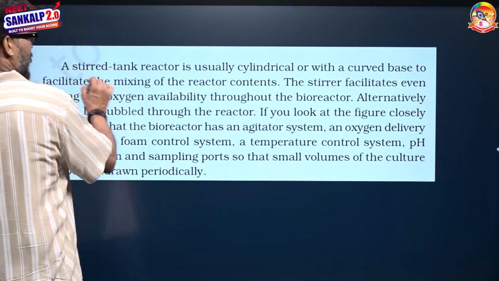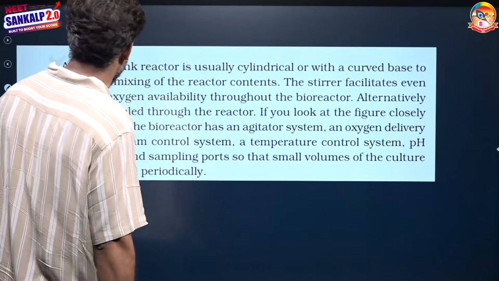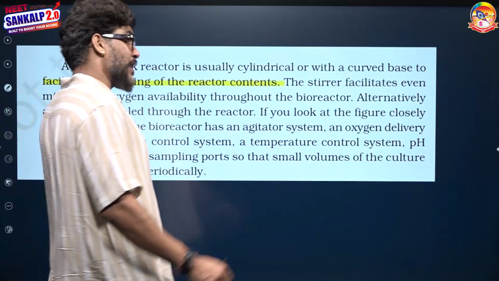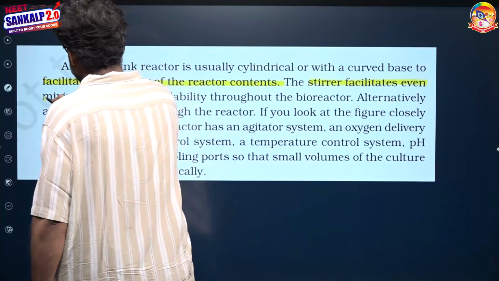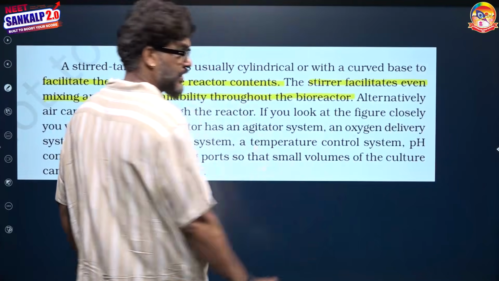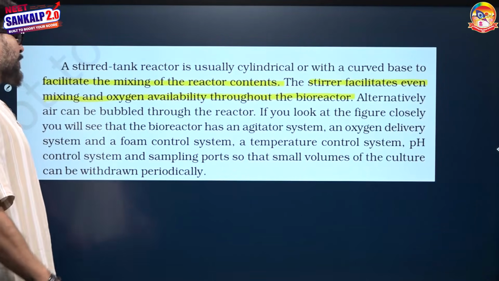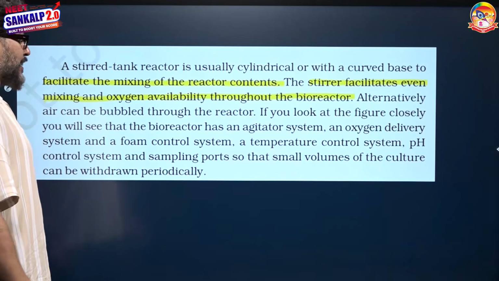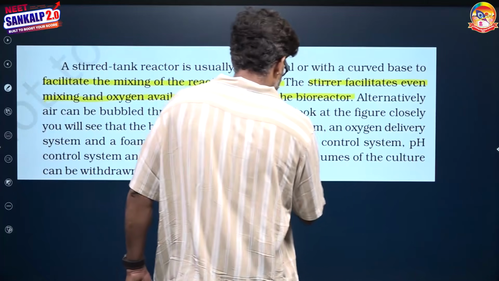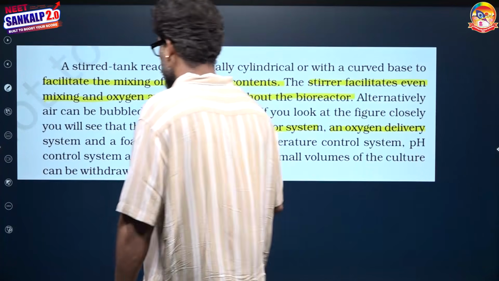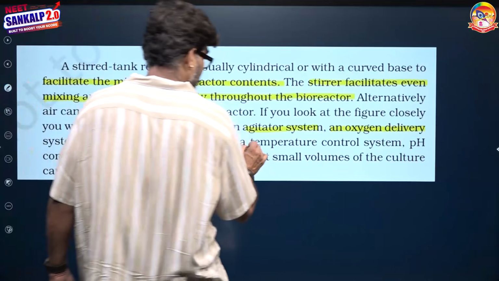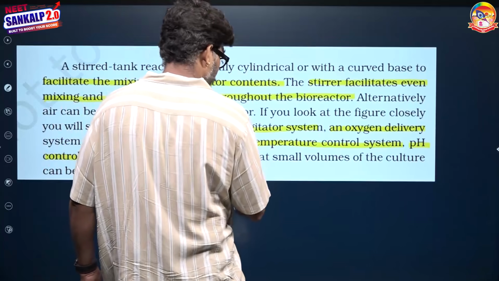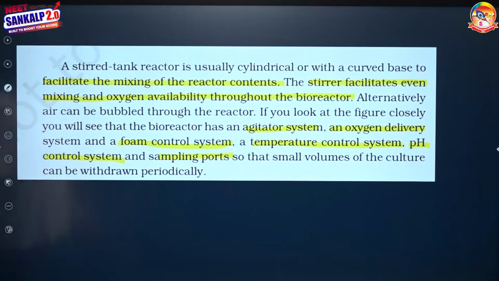A stirred tank bioreactor is usually cylindrical or with a curved base. Why? To facilitate the mixing of reactor contents. The stirrer facilitates even mixing and oxygen availability throughout the bioreactor. Alternatively, air can be bubbled through the reactor. If you look at the figure closely, you will see that the bioreactor has an agitator system for mixing, an oxygen delivery system, a foam controlling system, a temperature controlling system, a pH controlling system, and a sampling port so that a small volume of the culture can be withdrawn periodically.